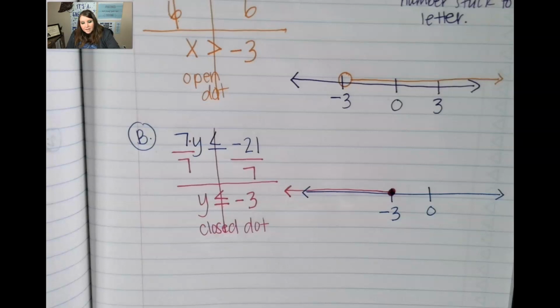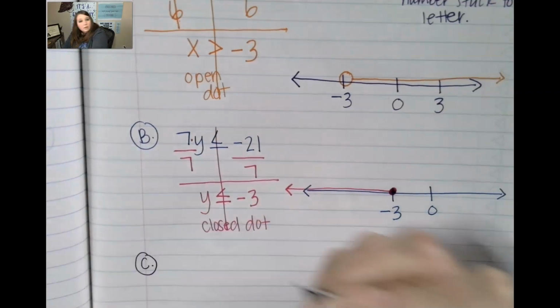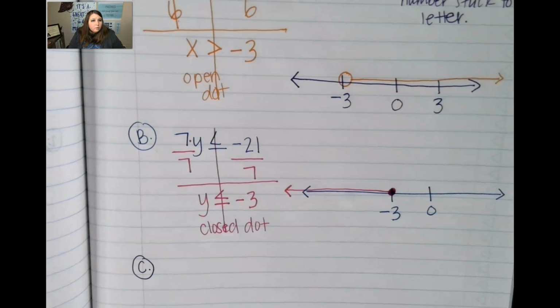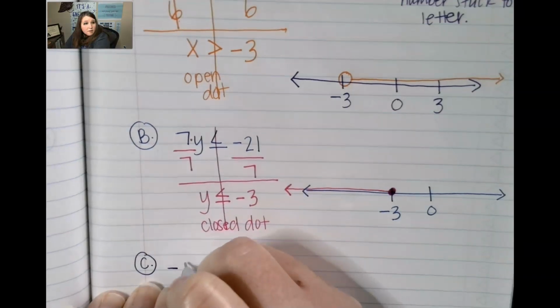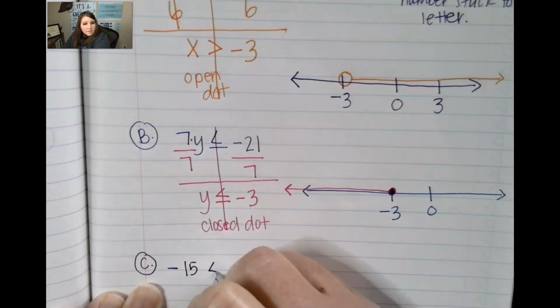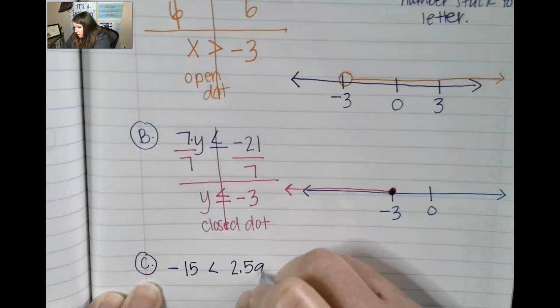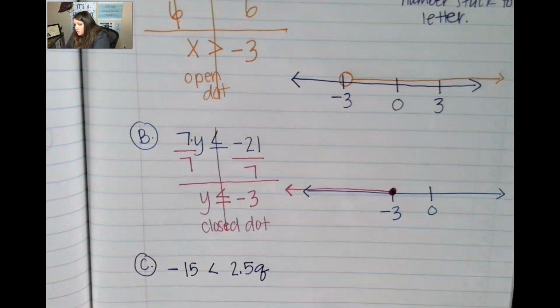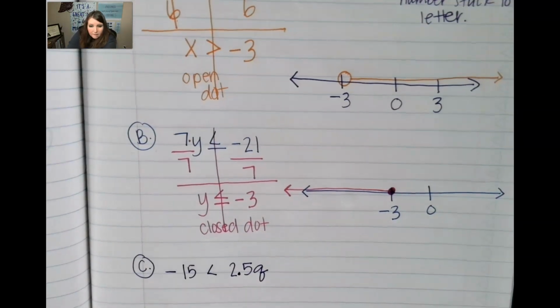All right, for my final example, my last example for you, example C. On example C, let's do one where the letter is not on the left, so that way we can practice switching it around. Oh, this one's fancy. Okay, so we have negative 15 is less than 2.5 Q. Don't let it freak you out that it's a decimal. Just pull out your calculator and have it help you.